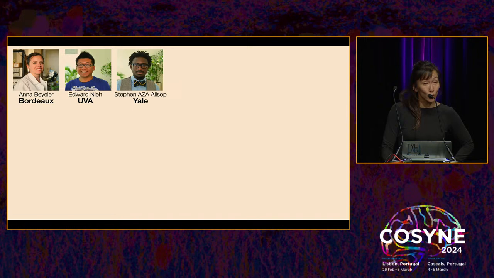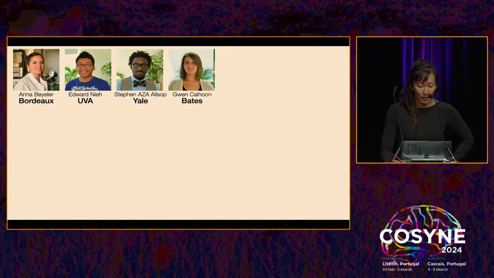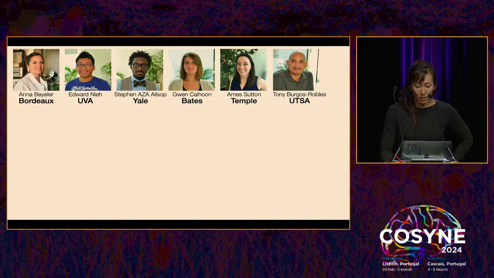Gwendolyn Calhoun, who's a fantastic mentor and teacher, showed that BLA valence circuits are sensitive to hunger, now at Bates. Ames Sutton, who is now faculty at Temple, worked with Gwen doing longitudinal two-photon imaging in BLA neurons. Anthony Burgos-Robles, who is now at UTSA, has developed a lot of new behavioral paradigms looking at prefrontal cortical and amygdala interactions.